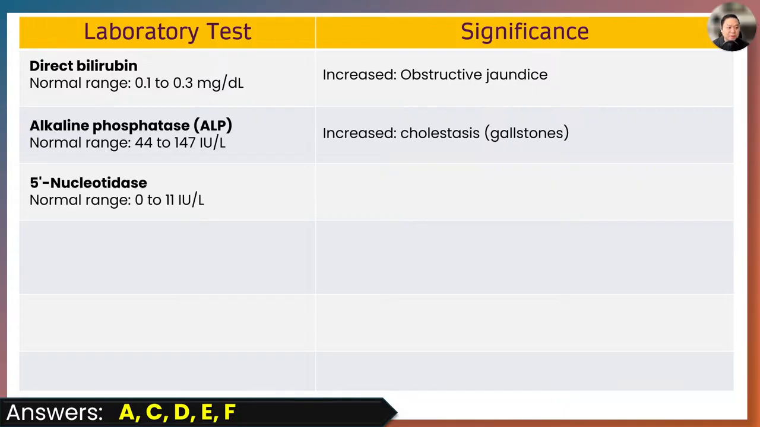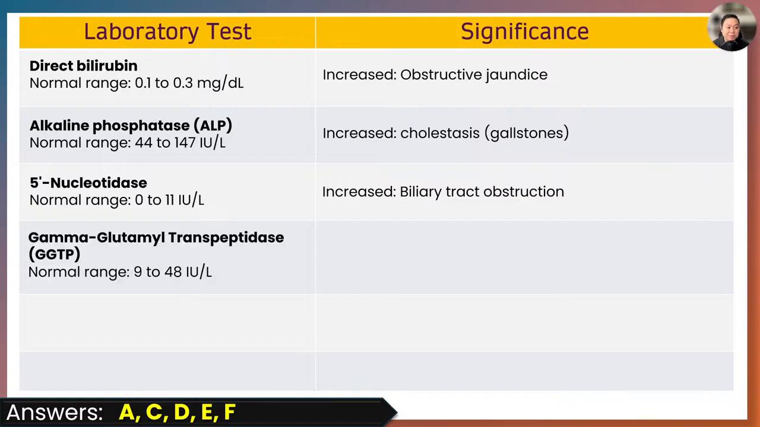Now, this one, 5-nucleotidase, with a normal range of 0 to 11 international units. This is also an enzyme that is a close indicator of cholestasis or bile duct obstruction, and a specific marker for liver and bile duct dysfunction. If there is elevation, this also supports obstructive jaundice or any biliary tract obstruction, maybe caused by gallstones blocking the common bile duct. We also have the gamma-glutamyl transpeptidase, or the GGTP, with a normal range of 9 to 48 international units per liter.